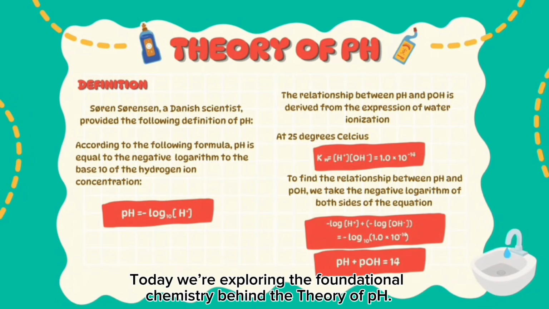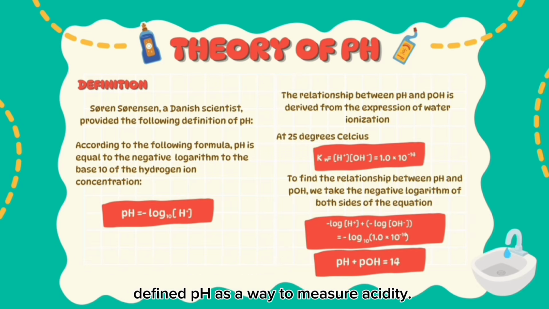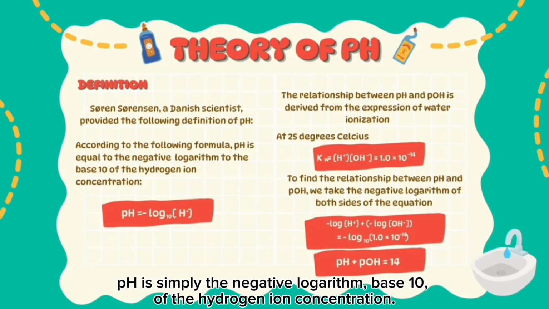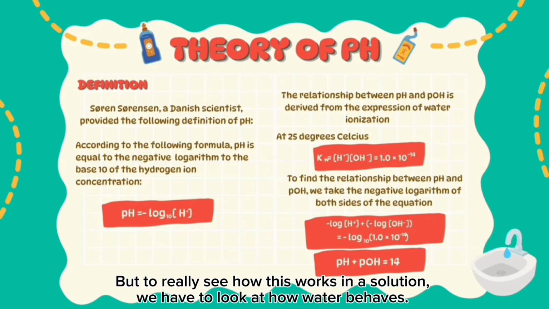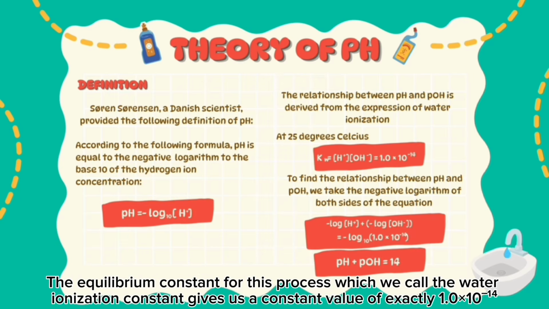Today, we are exploring the foundational chemistry behind the theory of pH. The concept dates back to 1909 when a Danish scientist named Søren Sørensen defined pH as a way to measure acidity. Mathematically, it's quite straightforward. pH is simply the negative logarithm base 10 of the hydrogen ion concentration. But to really see how this works in a solution, we have to look at how water behaves. Specifically, at 25 degrees Celsius, water molecules naturally self-ionize into hydrogen and hydroxide ions. The equilibrium constant for this process, which we call the water ionization constant, gives us a constant value of exactly 1.0 times 10 to the power of negative 14.